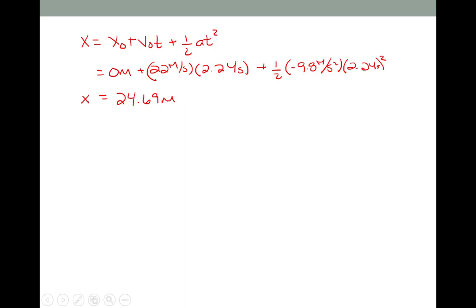So this ball hit upward at 22 meters per second went 24.5 meters up in the air before coming to a stop. Okay, so there's that.